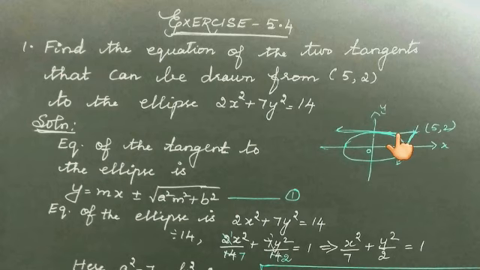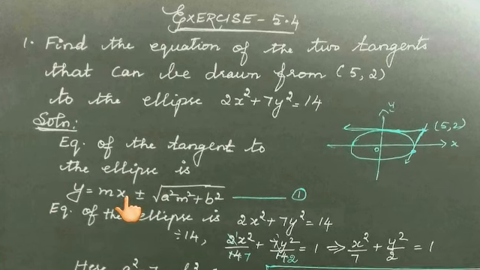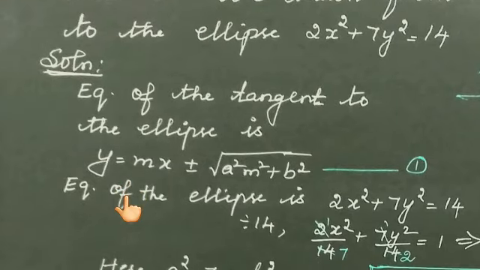So we cannot use that formula. So we are using y is equal to mx plus or minus root of a square m square plus b square. So you are now clear about which formula to use. Okay. Now y is equal to mx plus or minus root of a square m square plus b square. Name it as equation 1.